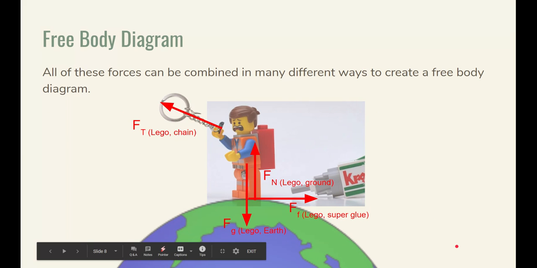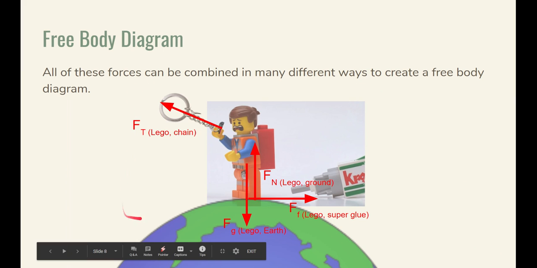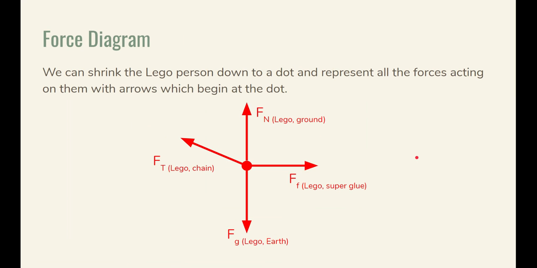And so we can take all these forces, and if we see them all acting on the same object at the same time, it can become quite overwhelming to consider all of them at the same time and see what their effects are on each other and overall on the object. And so instead of looking at them all positioned around a picture, like is shown here in this free body diagram, what we're going to focus on instead is drawing force diagrams.